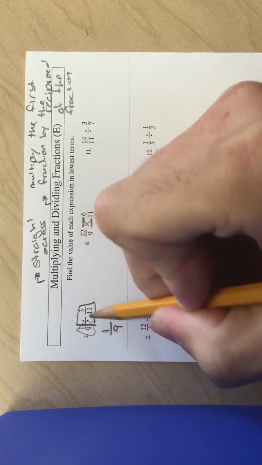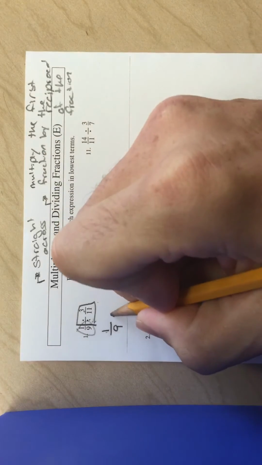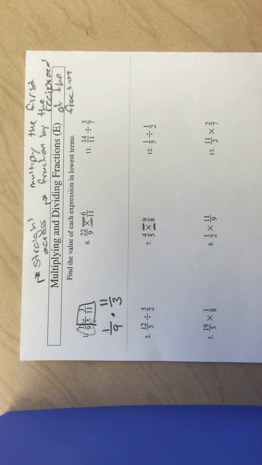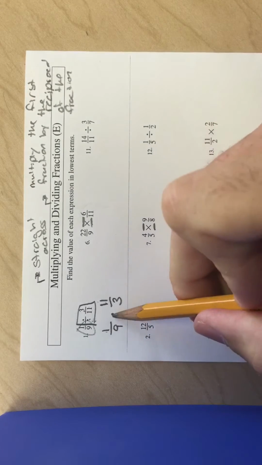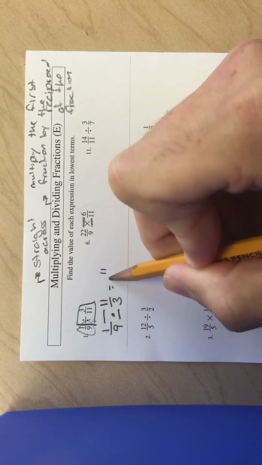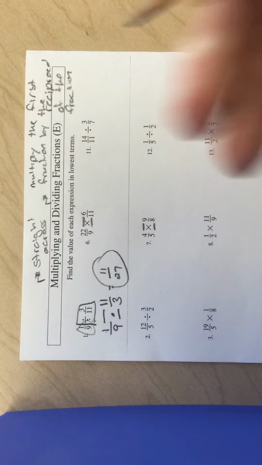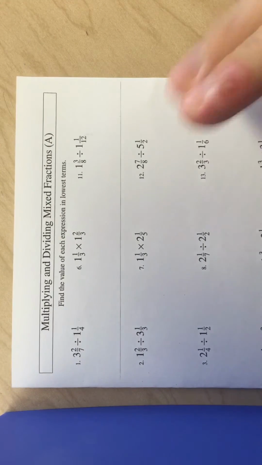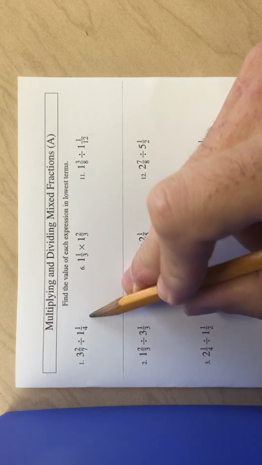So my first fraction stays the same. And now instead of dividing by 3/11, we're going to multiply by the reciprocal of that. It becomes 11/3. We have a multiplication problem, so now I can just multiply straight across, 11/27, and that is the simplest form of this.